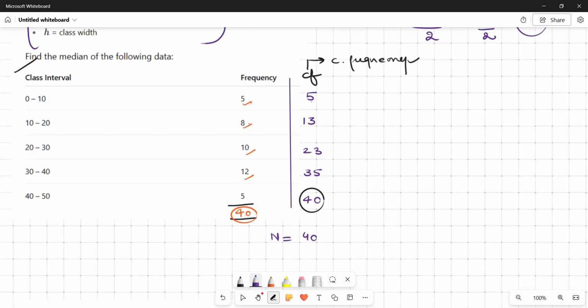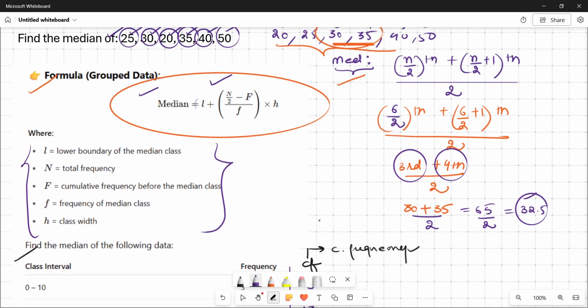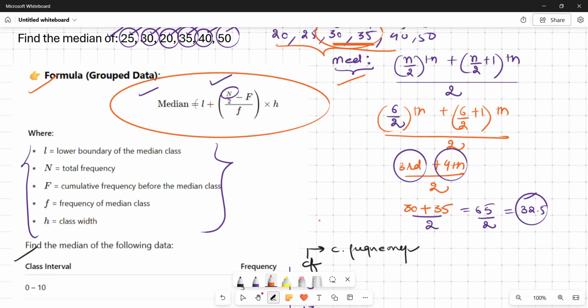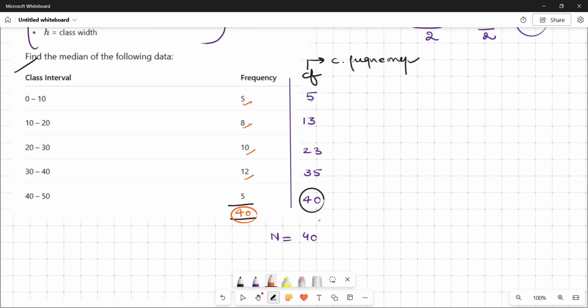N is 40. I have told you the formula for median. For calculating the median, the formula is L plus (n by 2 minus A) by F. So now we have a clear idea what this n is. This n means total of frequency, the sum of frequency. Now moving to the next part, we have to divide this n by 2. This is step 1.